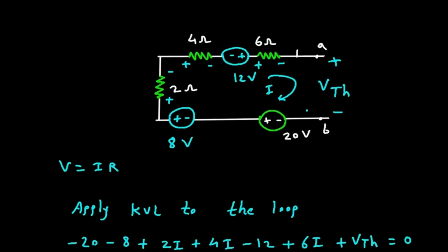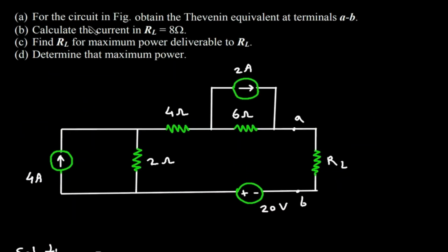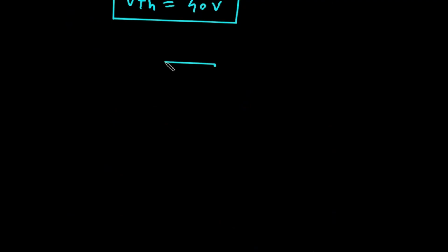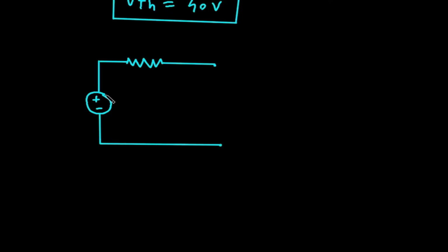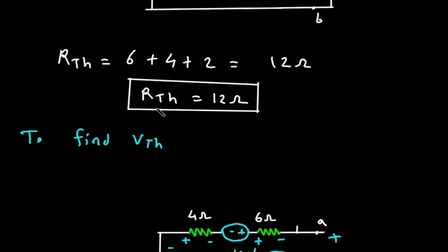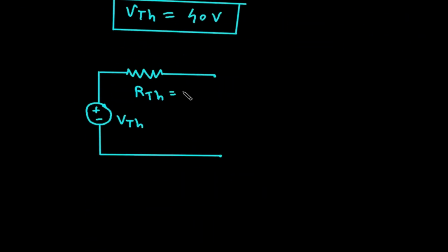Now we have the value of VTH and RTH. We have to find, for the circuit in figure, the Thevenin equivalent at terminals AB. So the Thevenin equivalent will be RTH in series with VTH. So this is our RTH and this will be VTH, positive, negative. RTH is equal to 12 ohm and VTH is equal to 40 volt. This is terminal A and this is terminal B.